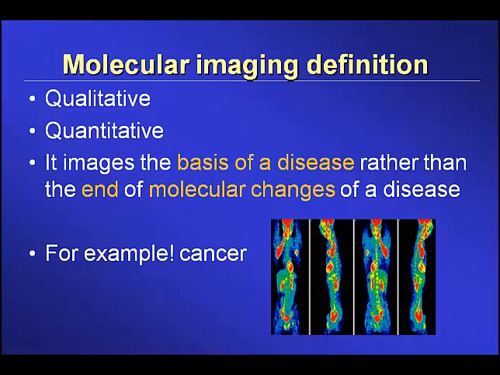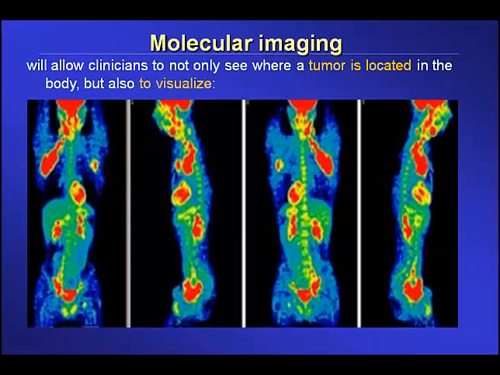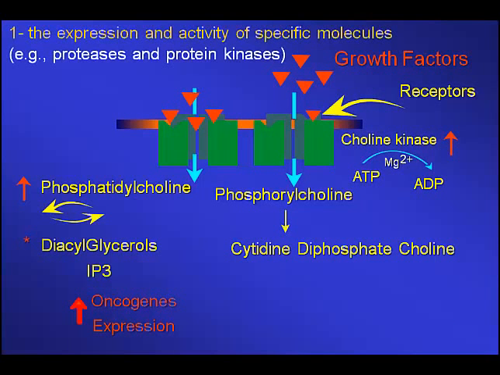Let us take an example of a disease. We can say cancer. Molecular imaging will allow us as clinicians or technologists or researchers to not only see the location of this tumor if the patient has cancer, but we can visualize it through molecular imaging. Molecular imaging can give us the way to see the expression and activity of specific molecules such as proteases and protein kinases, step by step. It will tell us how the disease developed.